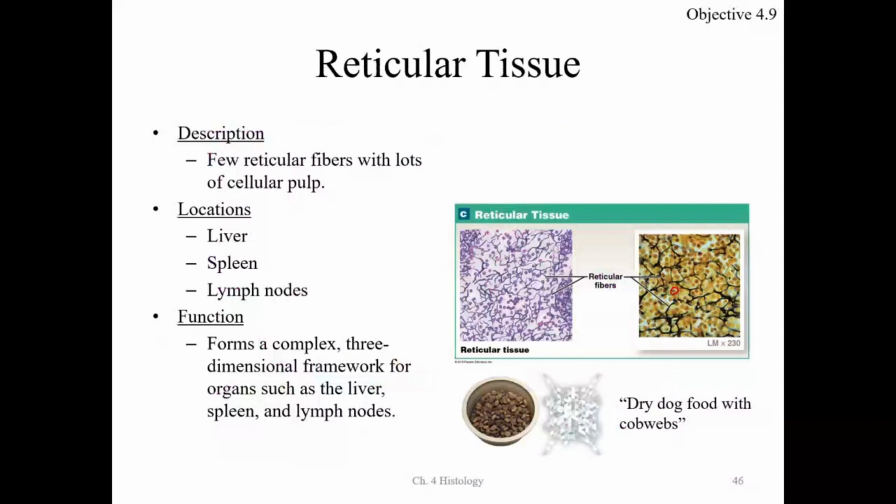So, we got these cells, all these little cells here. This we refer to as pulp. Then we have all these fibers, reticular fibers that run through here, okay? So there's reticular fibers and cell pulp. Liver, spleen, and lymph nodes will contain this tissue. It forms the complex three-dimensional network of liver, spleen, and lymph nodes. So that's what it does.